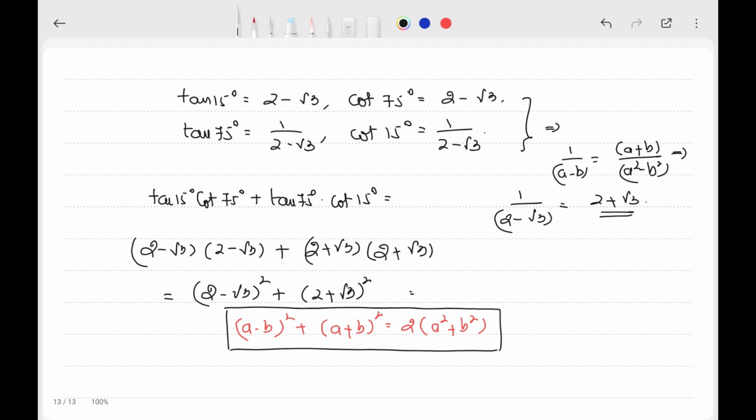Then this will be 2 into 2 square plus root 3 whole square. That is equal to 4 plus 3, 7. 7 into 2, 2 into 4 plus 3. That is equal to 14. Answer is 14.